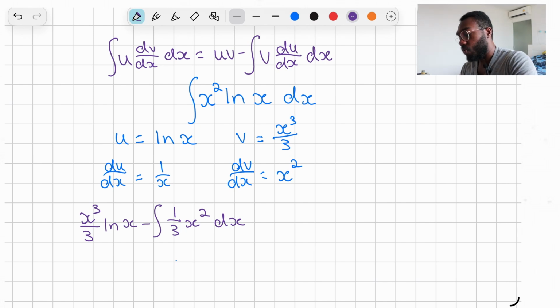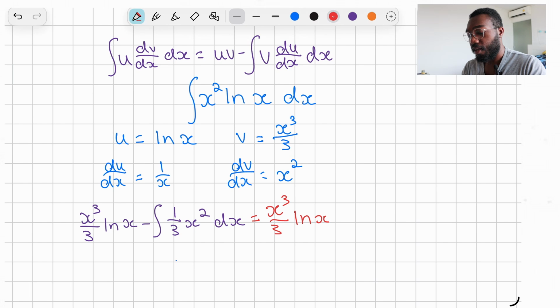And if you were to work all this out, you would get a x to the 3 over 3 ln x. And then if you integrate 1 over 3 x squared, the power will go to a 3, then you divide by 3. And what would that give us? That would give us a minus x to the power 3 over 9, okay? And then again, it's undefined, so we plus our c value.